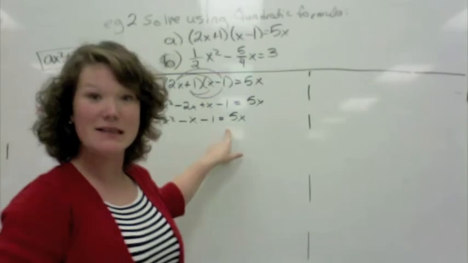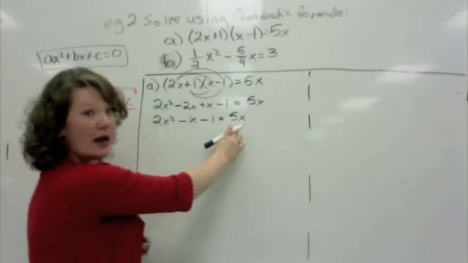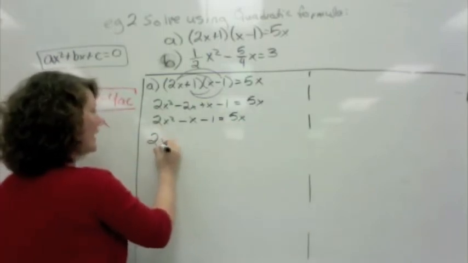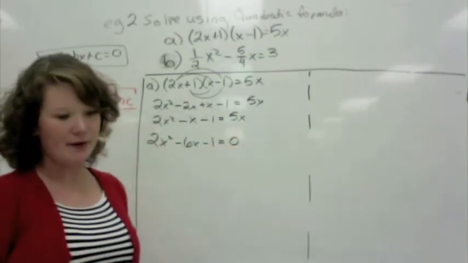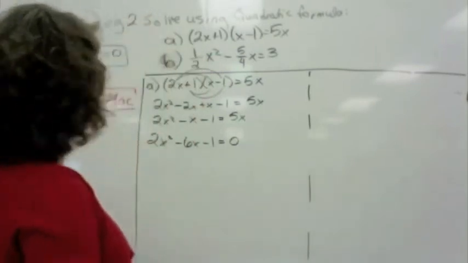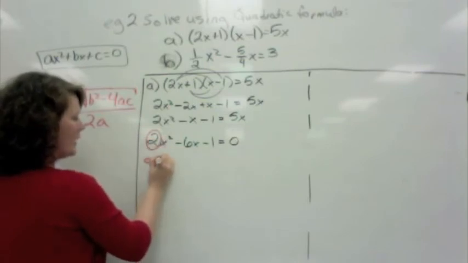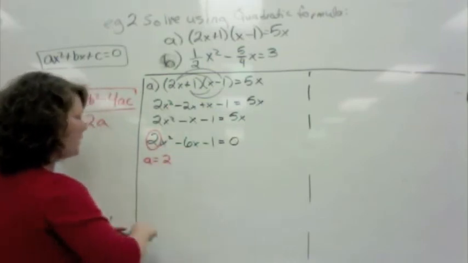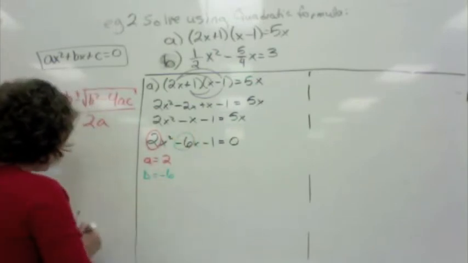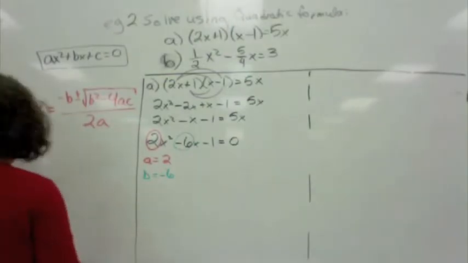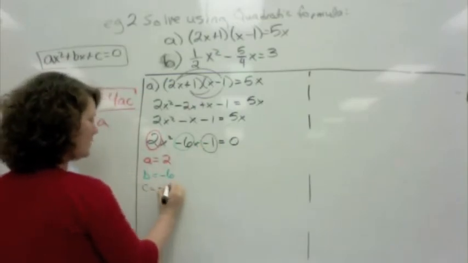What we want to do is set this equal to 0. So we're going to take the 5 to the other side. So subtract 5 from both sides. 2x squared minus 6x minus 1 equals 0. At this point, we can figure out that our A is 2. A equals 2. Our B is negative 6. And I can just circle it. And our C is negative 1.